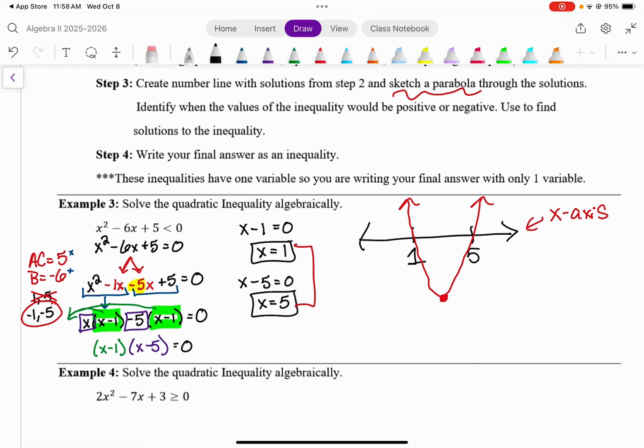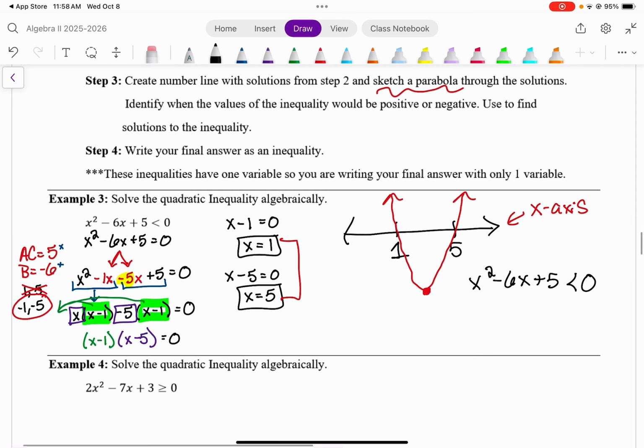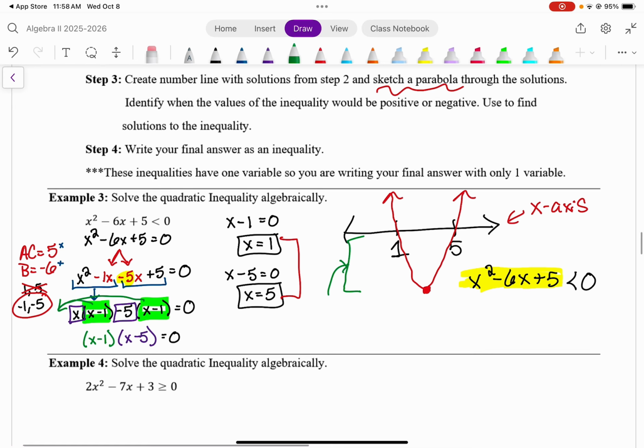Now when we look at our original inequality, x squared minus 6x plus 5 is less than 0, we want to look at when we plug in numbers, 1, 0, 5, 10, whatever we plug in, and evaluate when this would be less than 0. Anything that is below here is less than 0. Anything that is above this line is going to be greater than 0. So for this one, our parabola is only less than 0 when it's between the numbers 1 and 5.